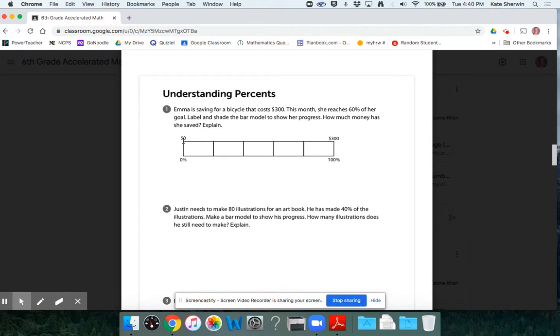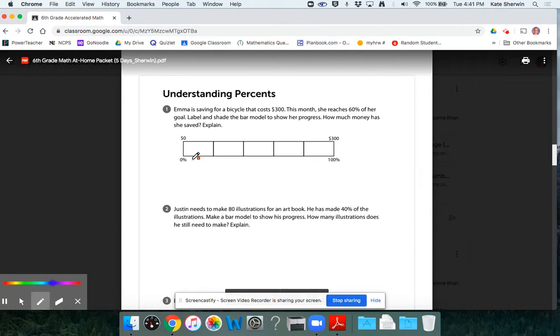0% of 300 would be $0. 100% of her goal is $300. And notice they have split 100% into 5 equal parts. We know that 100 divided by 5 is 20. So that means this chunk right here is 20%. This line right here would mark 40%. This one right here would be 60. And then here would be 80. And then 100. So it asks us to shade up to 60%.